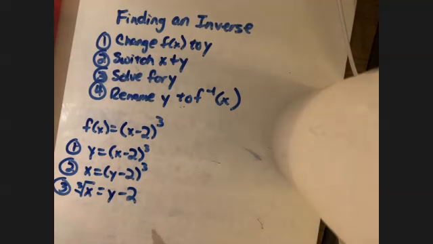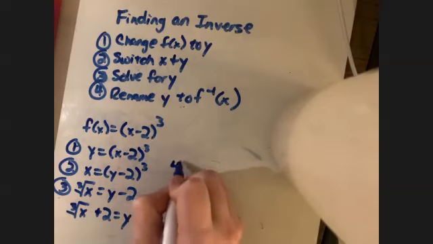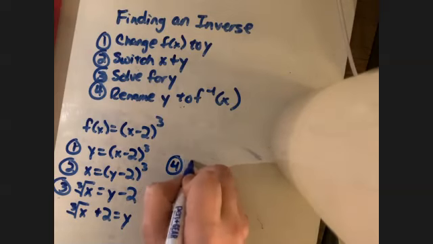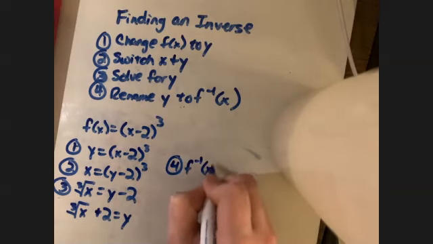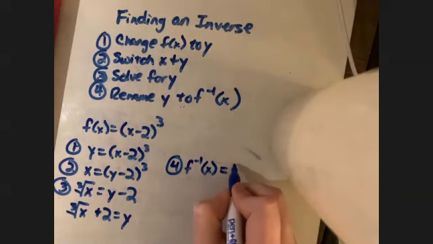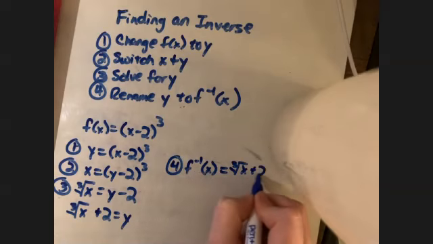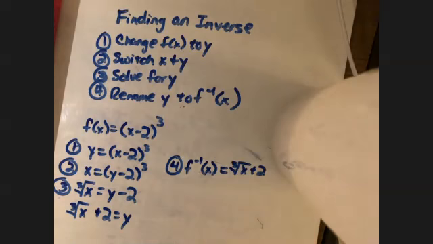Now, you do need to be careful when you start moving stuff around with this, because the cube root only applies to the x. So when I add that 2 over to the other side, I need to make sure that it is not up underneath. This is a spot where you're going to have to be very, very careful that what is supposed to be under a root is under a root, and what is not supposed to be under a root is not under a root. Okay, so there is my inverse.